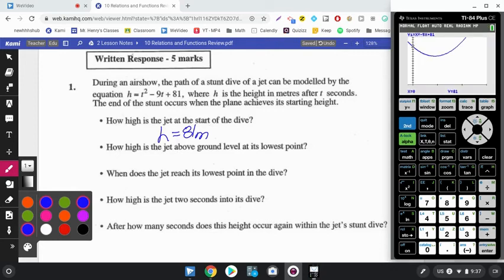Now it says, how high is the jet above ground level at its lowest point? Well, that's asking me this point down at the bottom. That's the minimum value. It's asking me the minimum dip. Okay, well, second calc is normally where I go. Oh, the third option is minimum. Hit that one. It says left bound. Are you to the left of the minimum? Here's my minimum. Here's the vertical line where the minimum occurs. Yeah, I'm to the left of it. I'll move a little bit closer maybe. Enter. Now are you to the right?